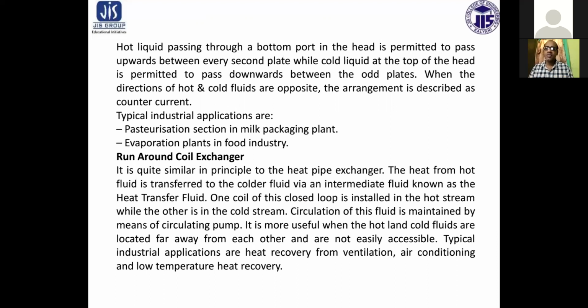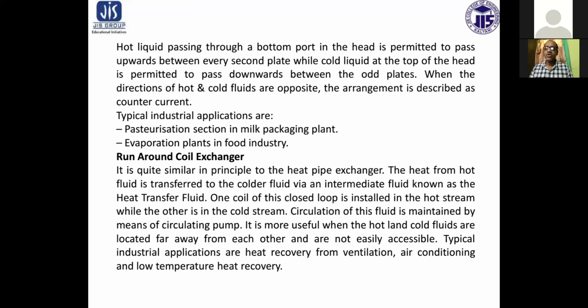Typical industrial applications are the pasteurization section in a milk packaging plant and the evaporation plant in the food industry. The food industry and the pasteurization section of a milk packaging plant have relatively small temperature differences, so in these industries this type of heat exchanger is mostly useful.